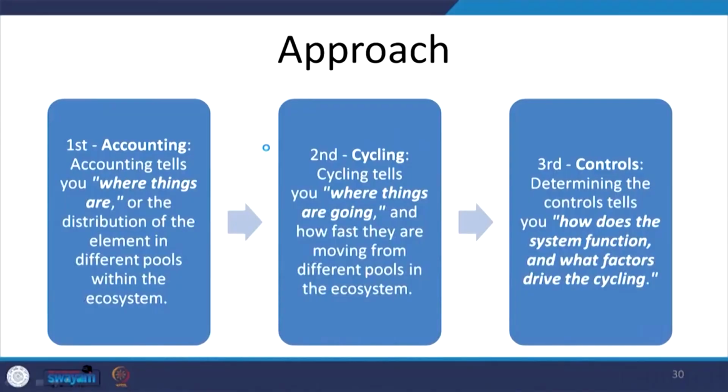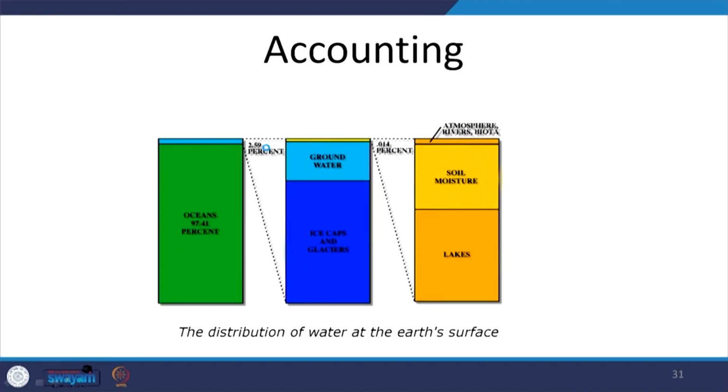And simultaneously, we also understand the controls which determine how the system is functioning and what the factors are that are driving that cycling. So, now let us look at how all these three steps would be understood in terms of the water cycle, and then we will see how the water cycle is altering here. So, first of all, it is accounting.